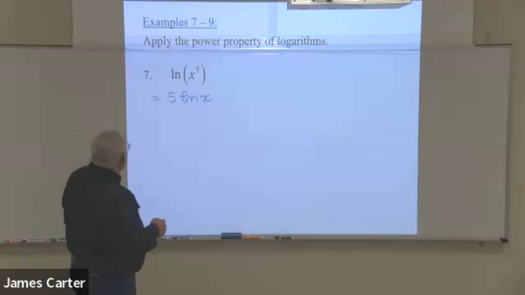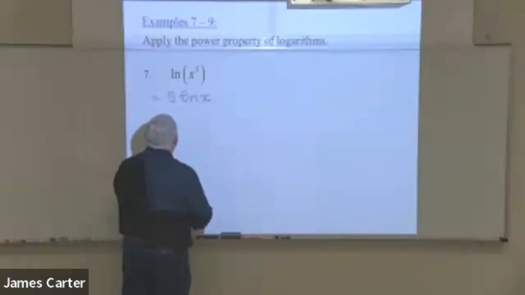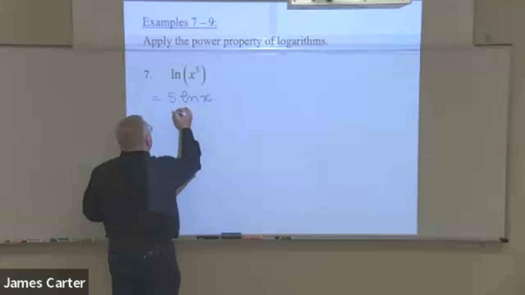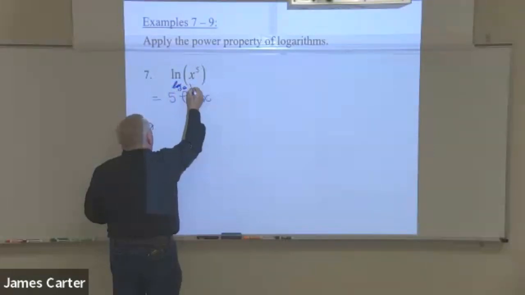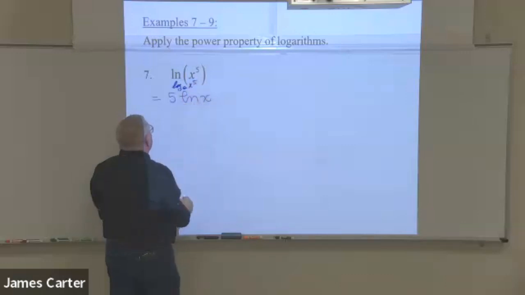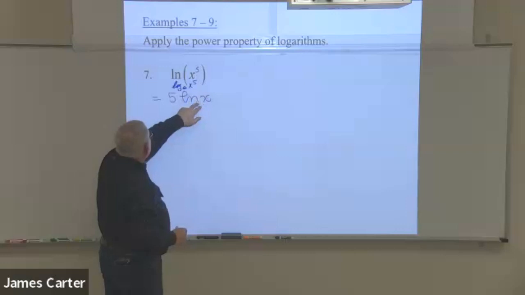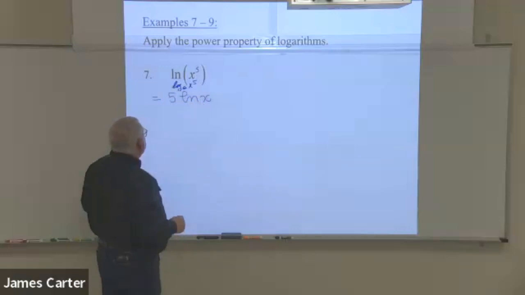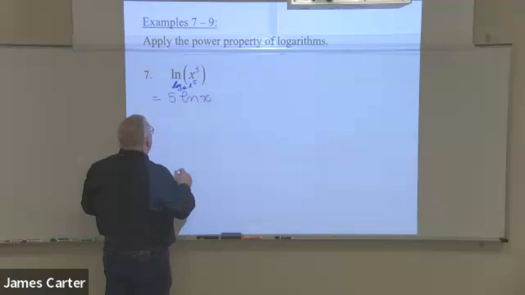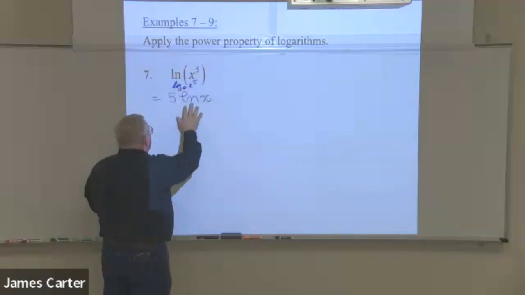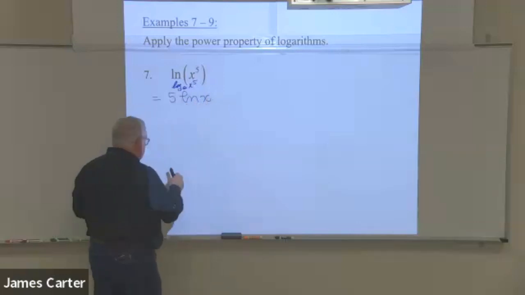Here we have log e. This is the same thing as log base e of x to the fifth. We would bring the power out if it were in this form, wouldn't we? Well, we do in both ways, because ln of x means log base e of x. So anyway, we take that power out front, and then there's nothing more we can do in this particular case.